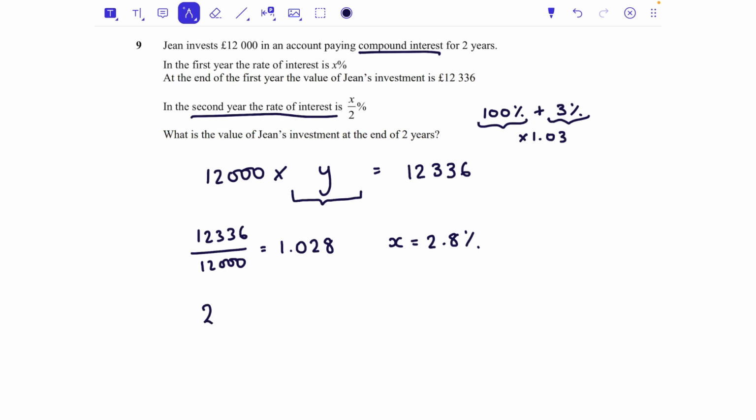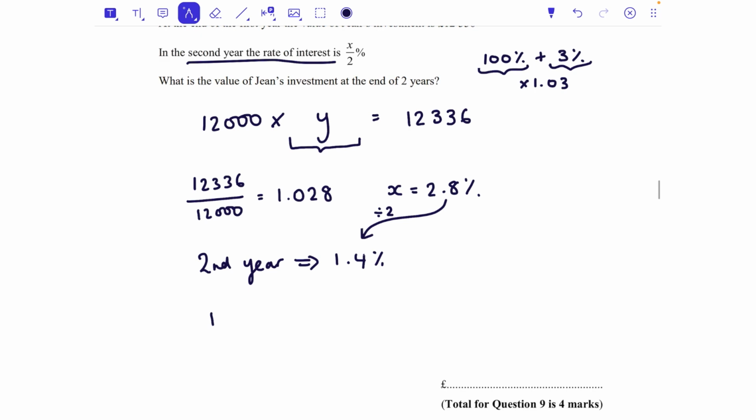So now, in the second year, Jean gets half as much. So in the second year, she's getting 1.4%. We've divided that by 2, as they've told us to do in the question. So now I'm going to take the £12,336 and times it by, well, now I want 100% of the money I had, and I want an extra 1.4%. So I want 101.4%, which means I'm going to times by 1.014.